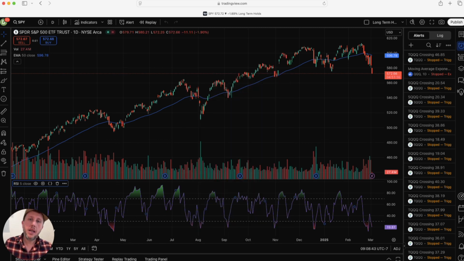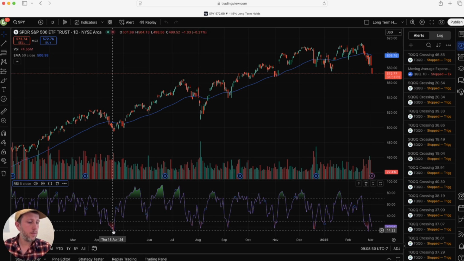Okay, and so for me, one of the ways that I would use this is if the RSI is oversold, like it is here on this level on April 18th of 2024. I'm just choosing this as a random time. If it's oversold, I might sell a put option to capitalize on a potential bounce that I'm anticipating to bring in cash flow. The other indicator that I have on the chart here is the 50 exponential moving average.